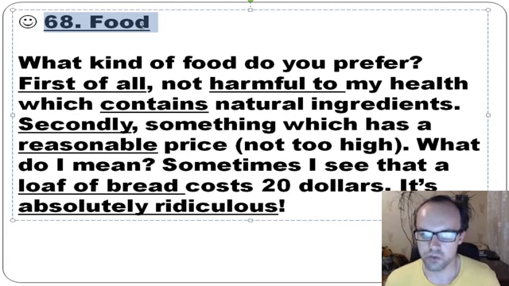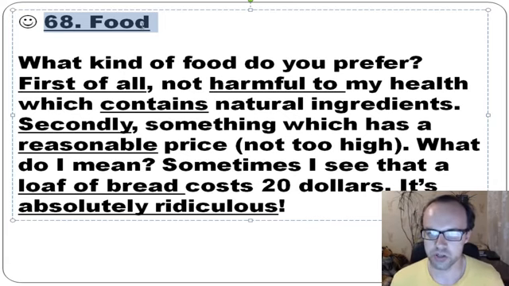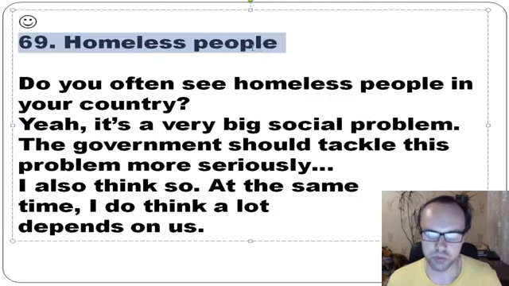What kind of food do you prefer? First of all, not harmful to my health, which contains natural ingredients. Secondly, something which has a reasonable price, not too high. What do I mean? Sometimes I see that a loaf of bread costs $20. It's absolutely ridiculous.